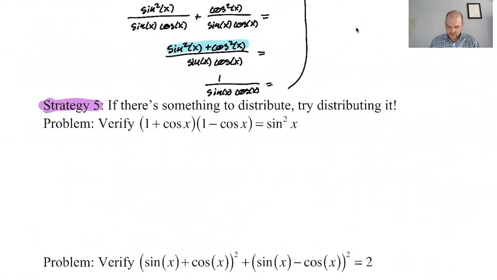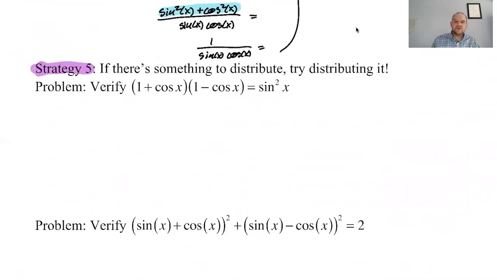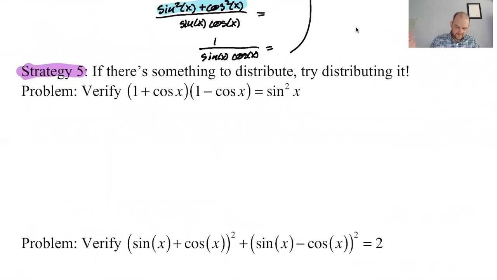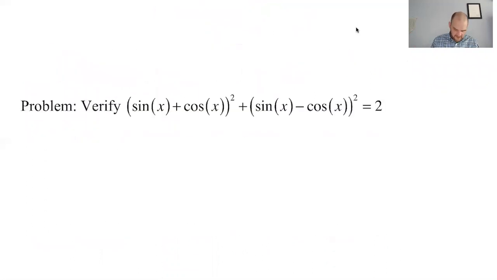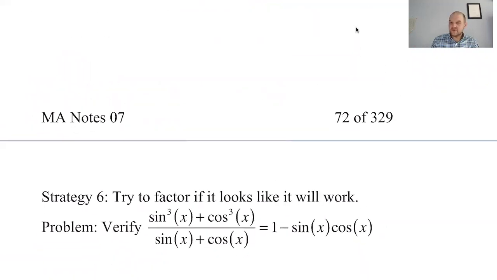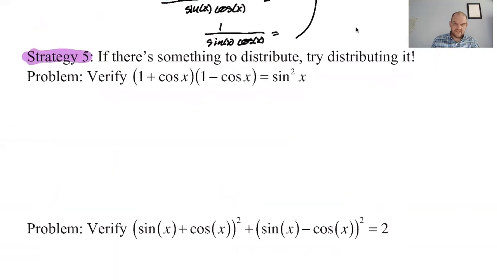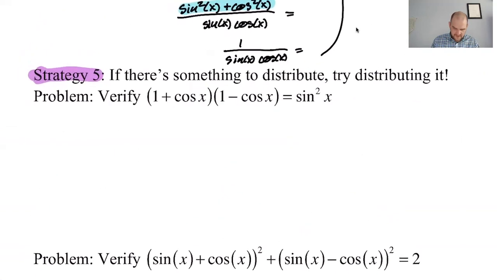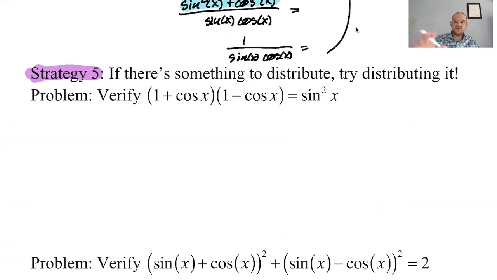If there's something to distribute, try distributing. So this is another one where, I bet the next one is if there's something you can factor, try factoring it. Let's actually see. Try to factor. Yep. That's the next video, though. Let's see if we can do this. So we want to verify this. Eventually, you will have this memorized, and you'll just use it.